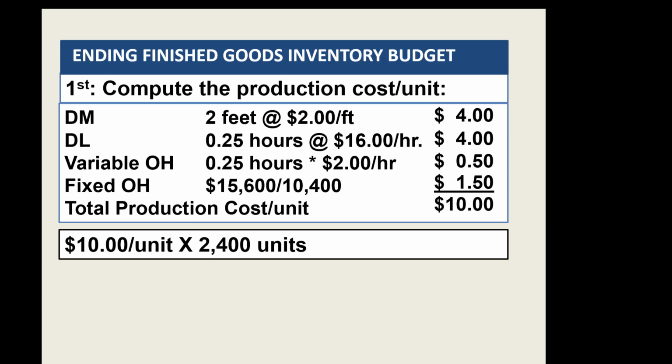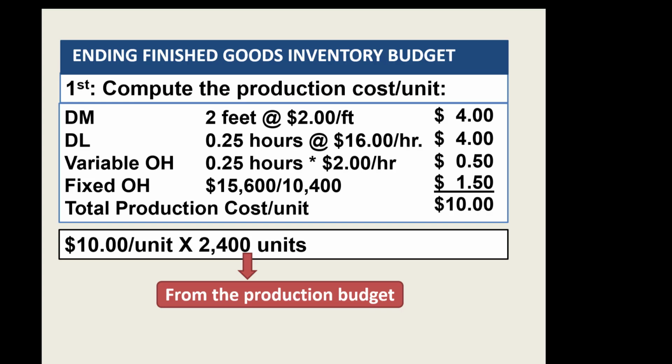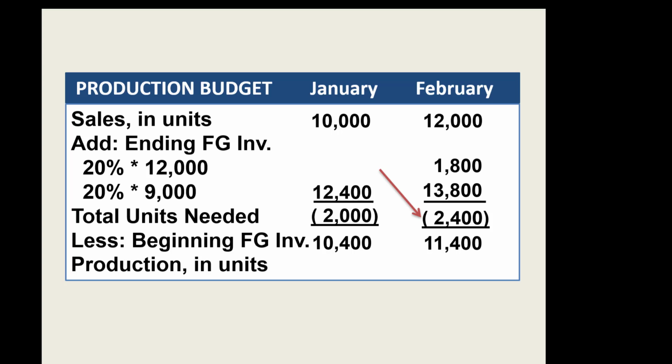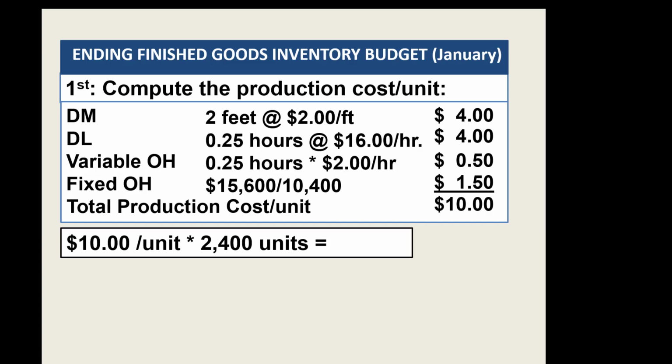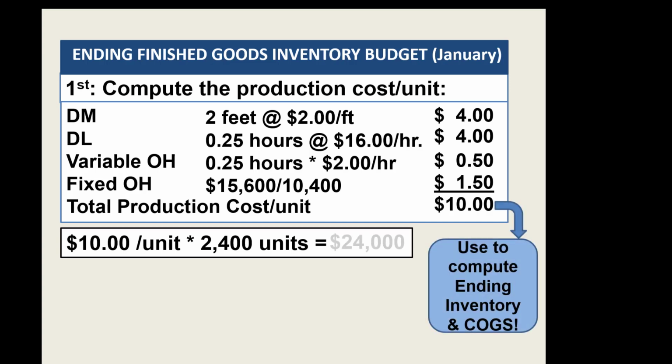$10 times the 2,400 units that we're going to have at the end of the period. You'll have to go back and look at the production budget to see that we projected we will end January with 2,400 units. This budget is for the month of January. All right, so our ending finished goods inventory will be valued at $24,000, and we'll use this $10 to compute ending inventory and cost of goods sold.